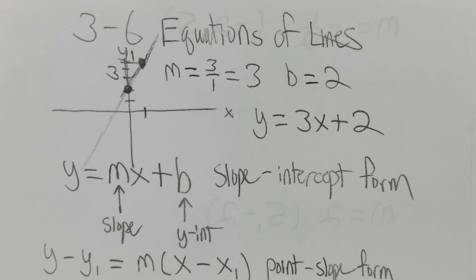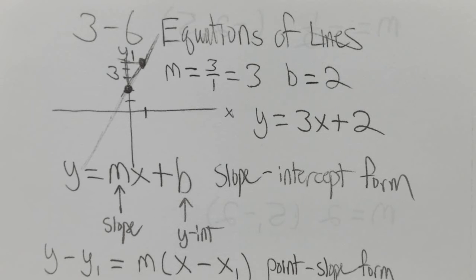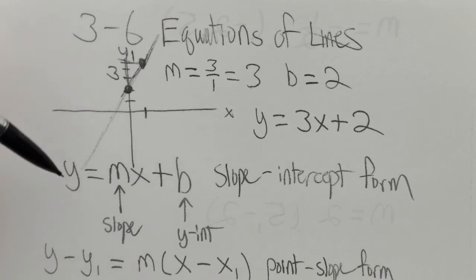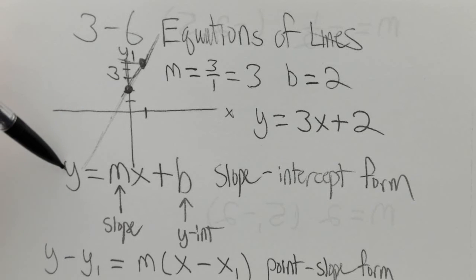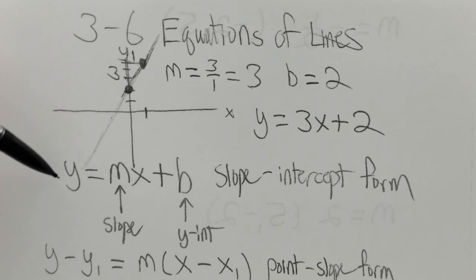Okay, in 3-6, we begin talking about equations of lines. This is a topic that is covered in algebra, so like I say, it may be somewhat of a review for you. When we're talking about equations of lines, typically we get the equation of the line in slope-intercept form. Hopefully that looks familiar to you.